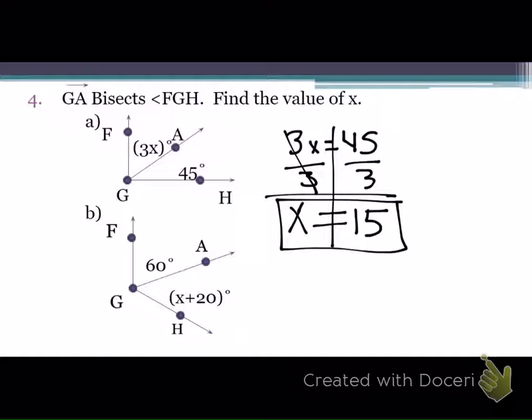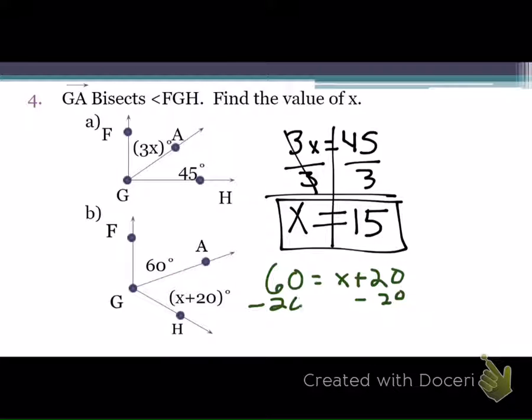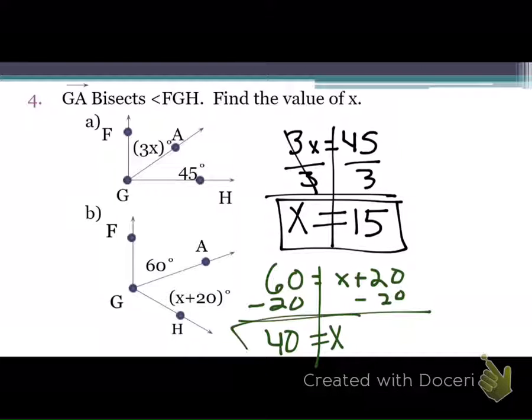The next one is on this one down here, you're exactly right. So 60 equals x plus 20, because we know these two angles are congruent to each other. So we're going to subtract 20 on both sides. So what does x equal? 40.